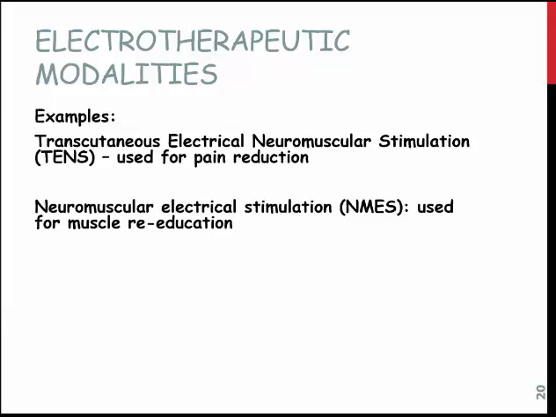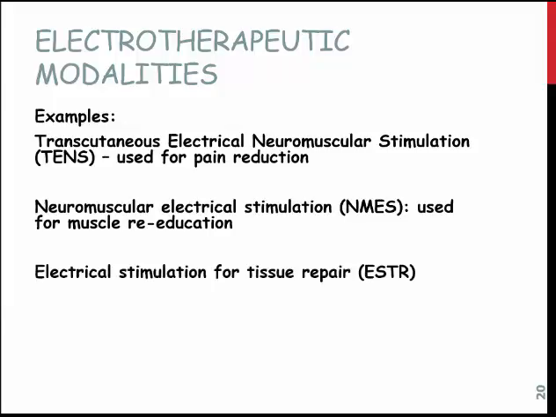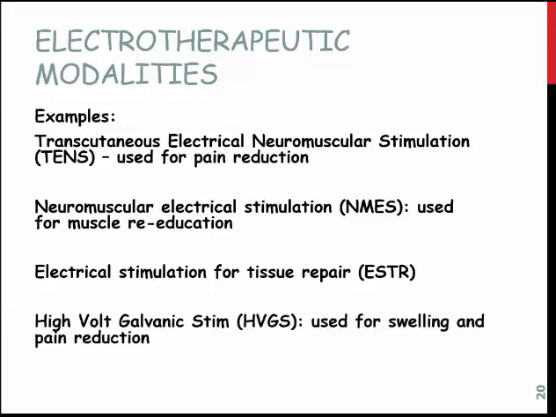Neuromuscular electrical stimulation, or NMES, or NIMS as we like to call it, is used for muscle re-education. With this type of stimulation, an actual muscle contraction is produced. Electrical stimulation for tissue repair is self-explanatory. The desired effect here is to speed up the healing process. High-volt galvanic stimulation is used for swelling and pain reduction.